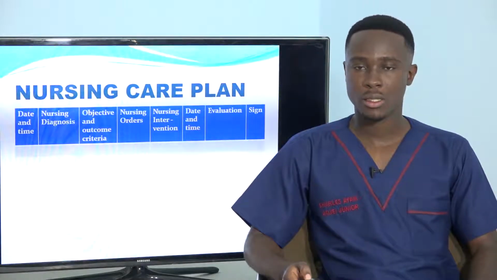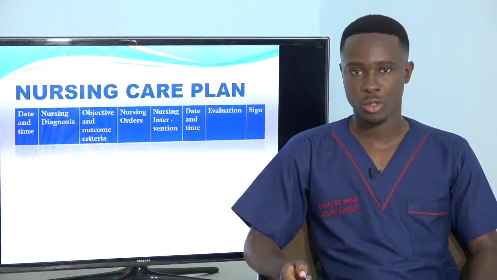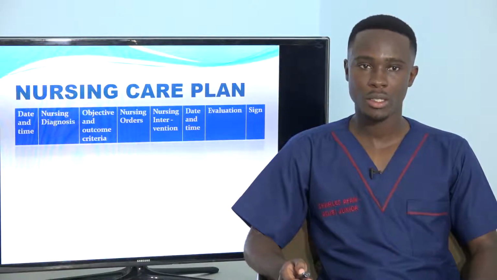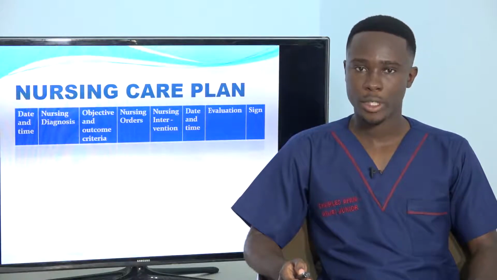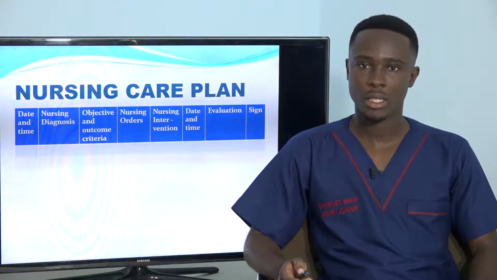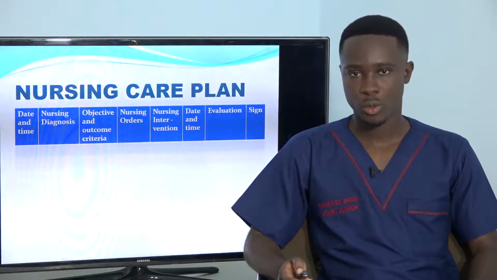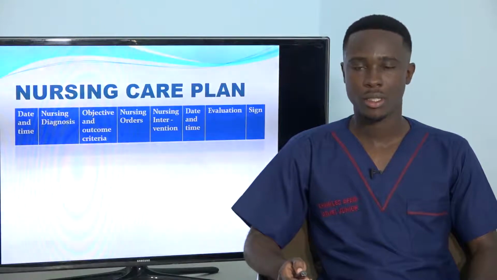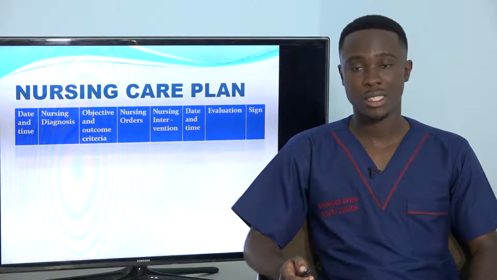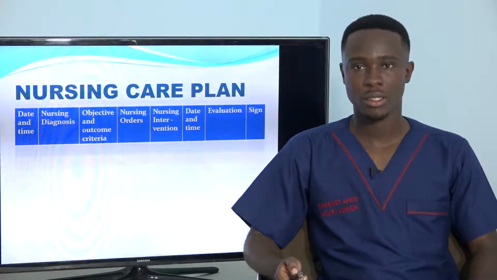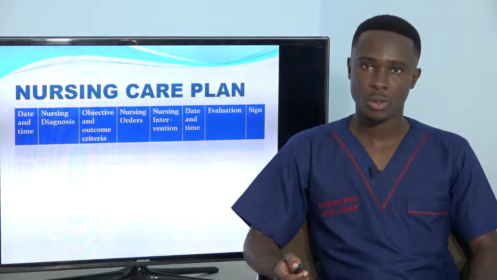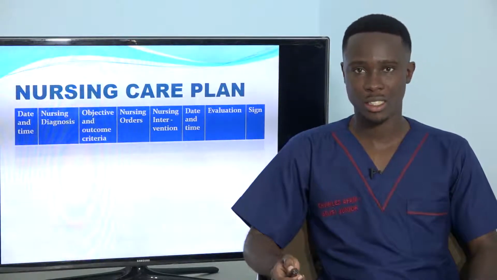So this is an illustration of how a care plan should look. The first box has the date and time. The second column has the nursing diagnosis. The third column has the objective and outcome criteria. The fourth column has the nursing orders. The fifth column has nursing interventions. Sixth has date and time for the evaluation. The seventh has the evaluation, and the last box, or the eighth box, has the signature.